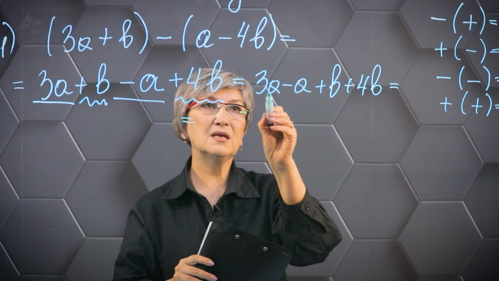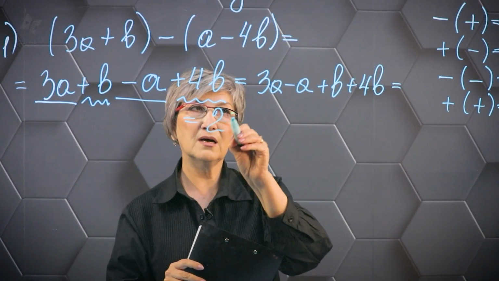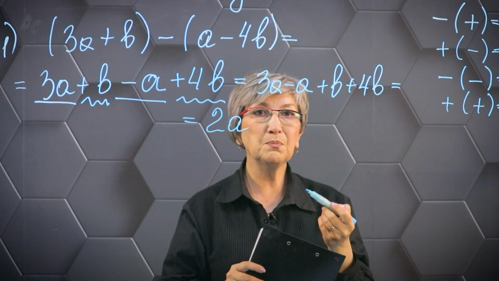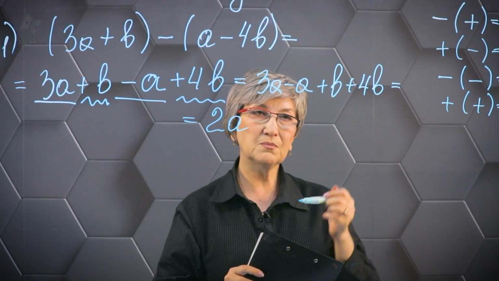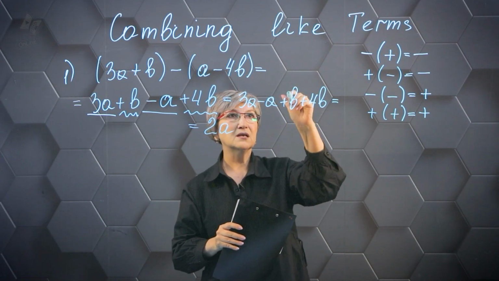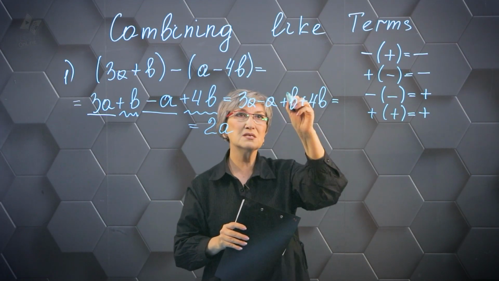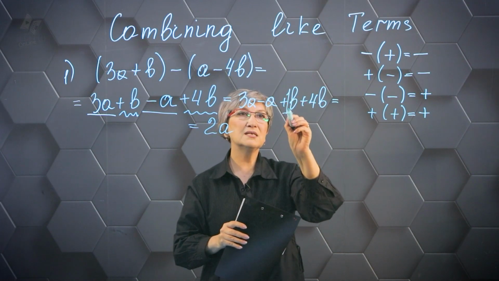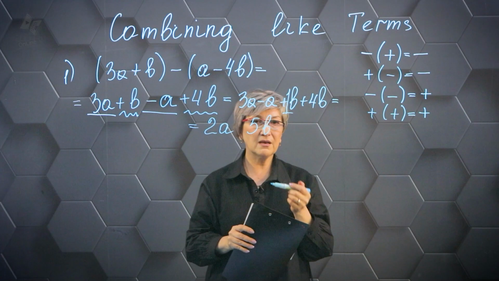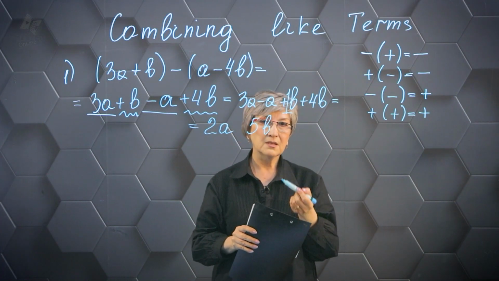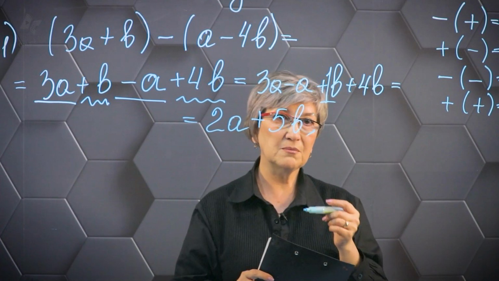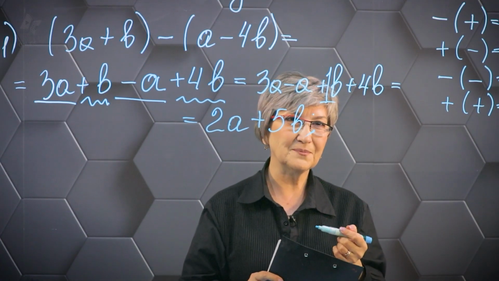Equals 3a minus a, that's 2a. b plus 4b, that would be 5b. Why 5b? b is without a coefficient, but if the coefficient is not written down, it's 1. 1 plus 4 is 5b. We're saying 5b, hence we put a plus sign. 2a plus 5b is our answer.